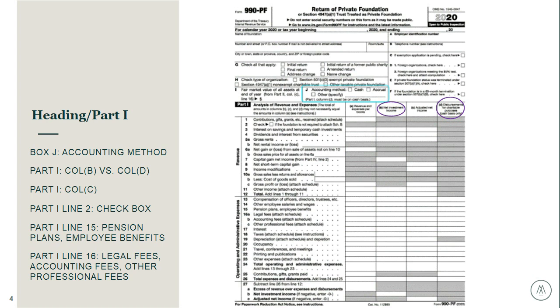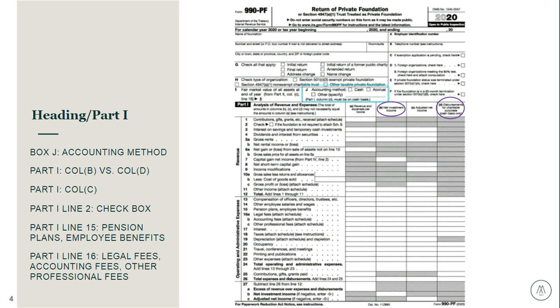And here, please make sure that investment income reported on the revenue side, if it's unrelated business income, which often results from alternative investments, should not be included.